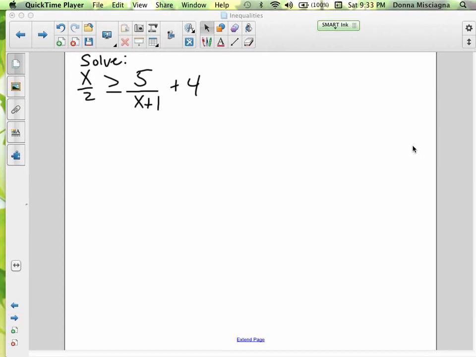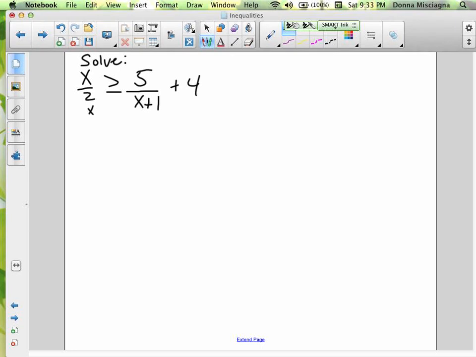a sign chart. All right, so our first step is going to be to subtract x divided by 2 from both sides. So now we have 0 is greater than or equal to 5 over x plus 1 plus 4 minus x divided by 2. It made sense to move the x divided by 2 because that was only one term.